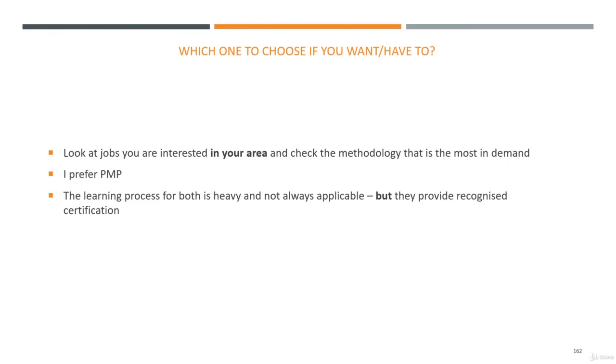I prefer PMP. With PMP, there's a stronger focus on managing teams and the relationship, the communication side, if you like. This is what I really like with PMP. The learning process for both is heavy and not always applicable, but they provide recognized certification. So that's a way to wrap it up. Here you go, PMP, Prince 2, your choice if you want to. If you don't want to and still want to go into project management, there are other ways.